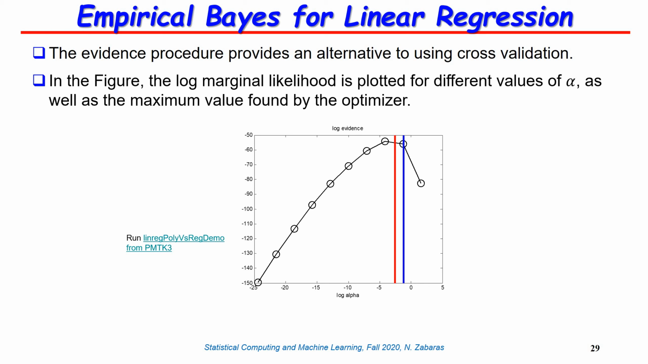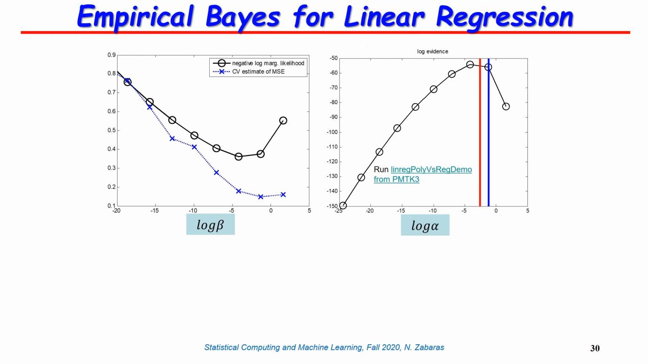But you can see this log evidence has a very nice, sharp, easy to identify maximum when you plot it versus log of alpha. So this is what you identify as our estimate alpha hat in the evidence approximation. And here is another plot that gives me the log evidence in terms of log of alpha and log of beta. And in the first plot, what is actually shown is the negative log marginal likelihood. So obviously here you are minimizing the negative log marginal likelihood in terms of log of beta.